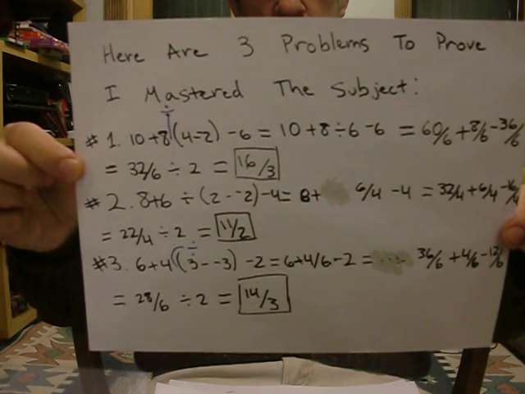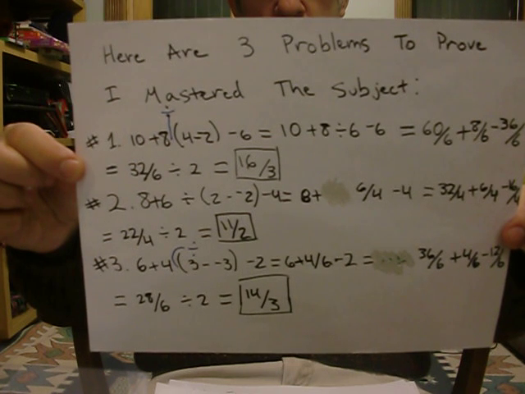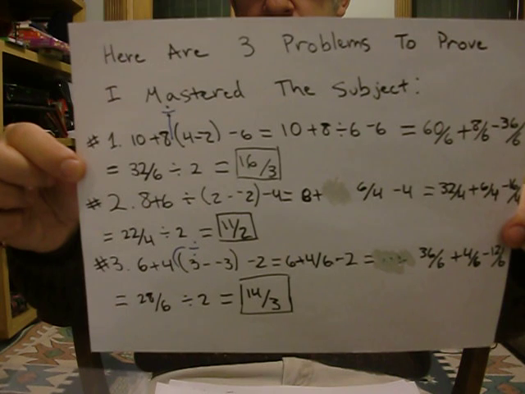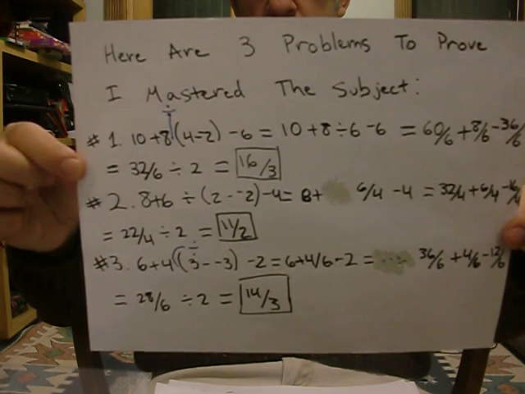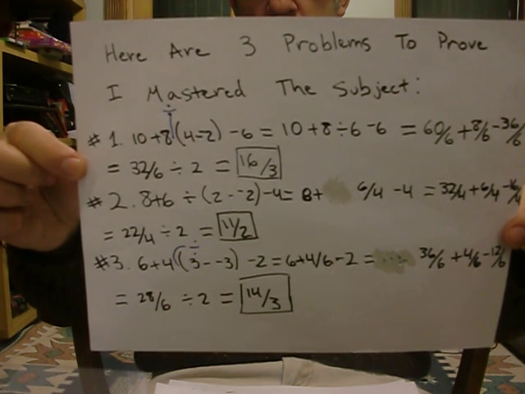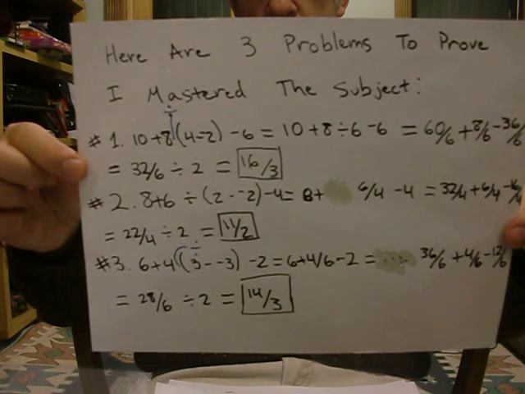Number 2. 8 plus 6 divided by, open parentheses, 2 minus negative 2, close parentheses, minus 4 equals 8 plus 6 over 4 minus 4, which equals 32 over 4 plus 6 over 4 minus 16 over 4, after finding the common denominator, which is 4, equals 22 over 4. And divide by 2 to simplify, and your final answer is 11 over 2.